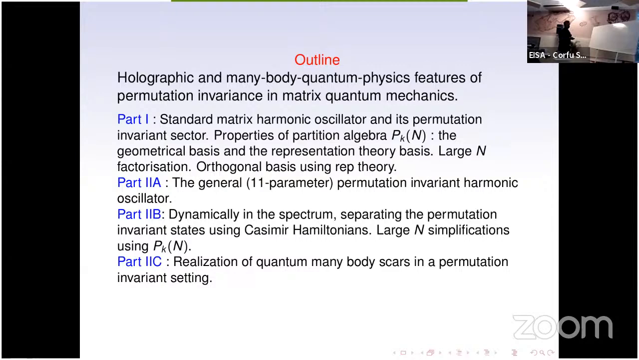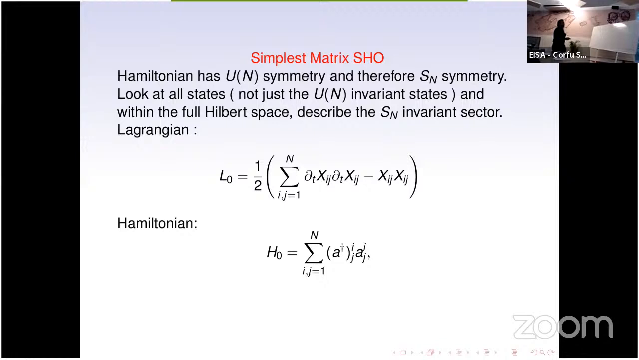Okay, so the simplest harmonic oscillator with matrices is just dt of X_ij squared minus a mass term. There's a Hamiltonian. You can write these oscillators in terms of these X_ij and their corresponding conjugate momenta, and you find a Hamiltonian of this form. This has Un symmetry, where X acts as U X U dagger. It even has Un squared symmetry, which won't be too important here. But this Un contains Sn, so this is also Sn invariant. It's not the most general Sn invariant Hamiltonian, and we'll get to the general quadratic term in the next part. For now, I just want to look at this one and think about the Hilbert space.